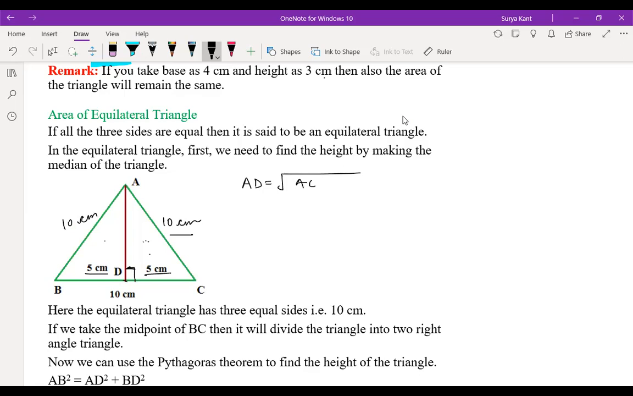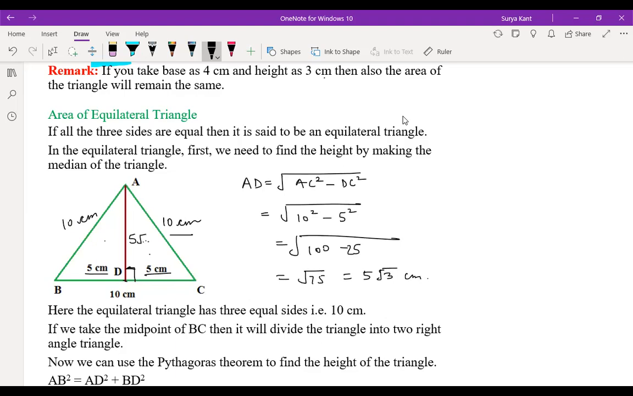Root over AC square minus BC square. So we can write 10 square minus 5 square. That is 100 minus 25. You will get root 75. And root 75 is what? 5 root 3, since 5 5s are 25, 25 3s are 75. Okay. We will get 5 root 3 centimeter. It's clear, children? This is nothing but 5 root 3 centimeter.